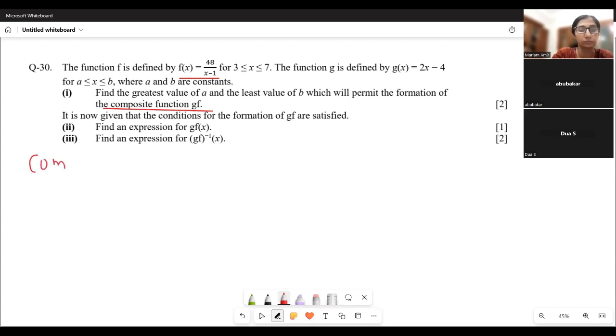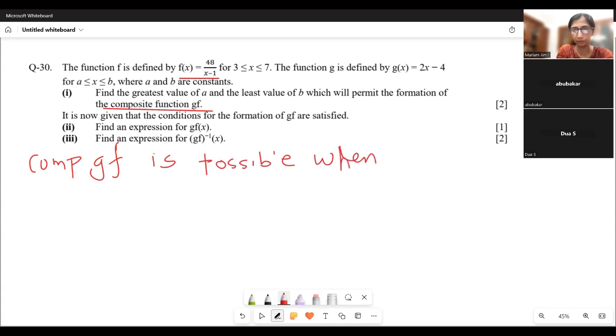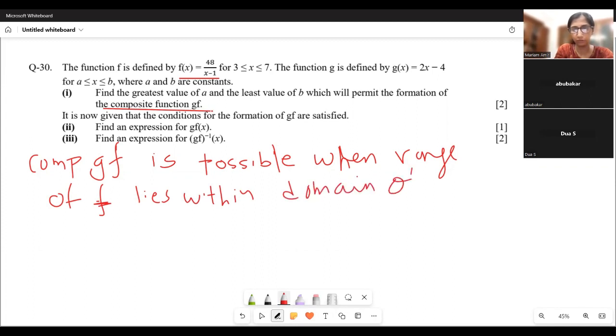Composition gf is possible when, who can finish the statement? The range of f lies in the domain of g. Yes. The range of the right function f lies within the domain of g.